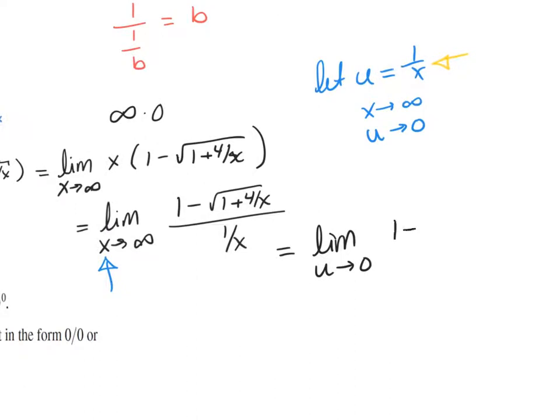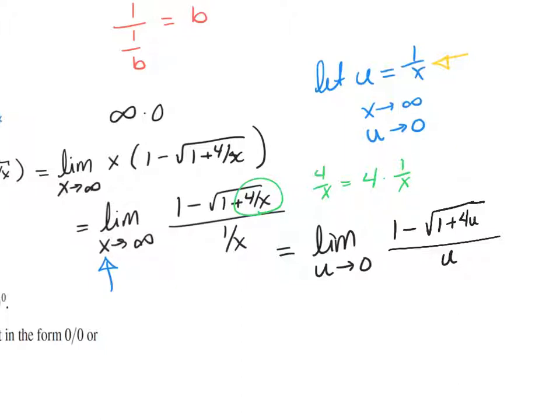And then I have 1 minus the square root of 1 plus, I'm going to rewrite this 4 over x as 4 multiplied by 1 over x. And the reason I'm doing that is so that I can write that as u. So I have 4u. And then in the denominator, this is going to be u.